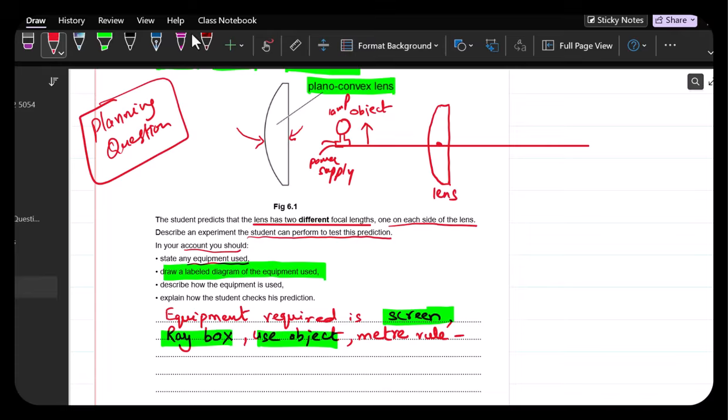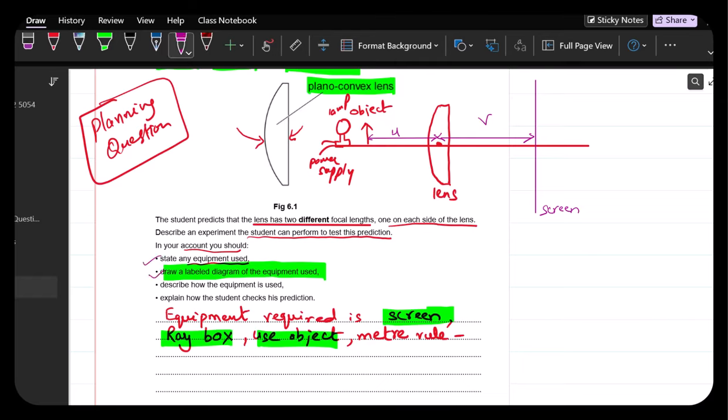So here we have the distance between the object and the lens, that is u. Then we have the distance between the center of the lens and the screen. So here I'm having the screen. So we are done with these two parts.